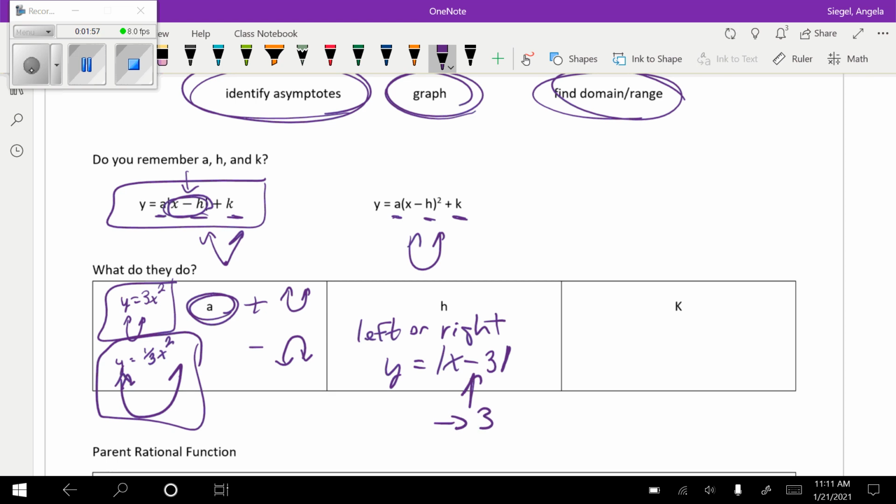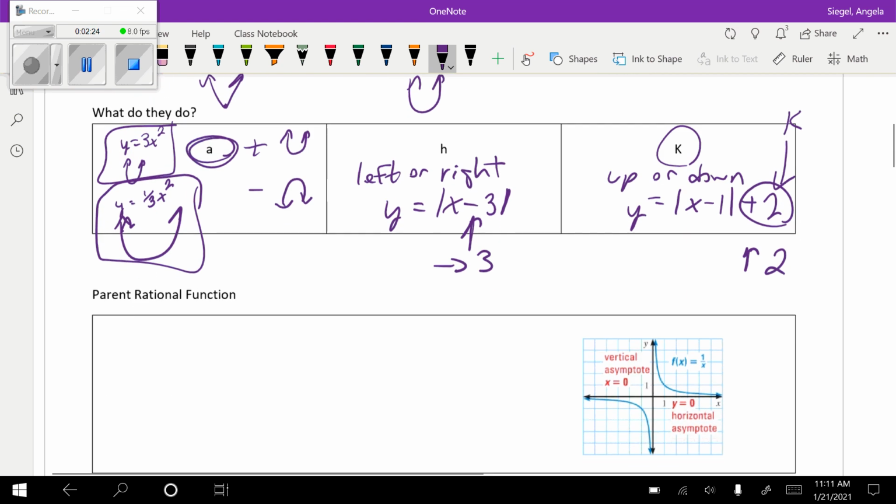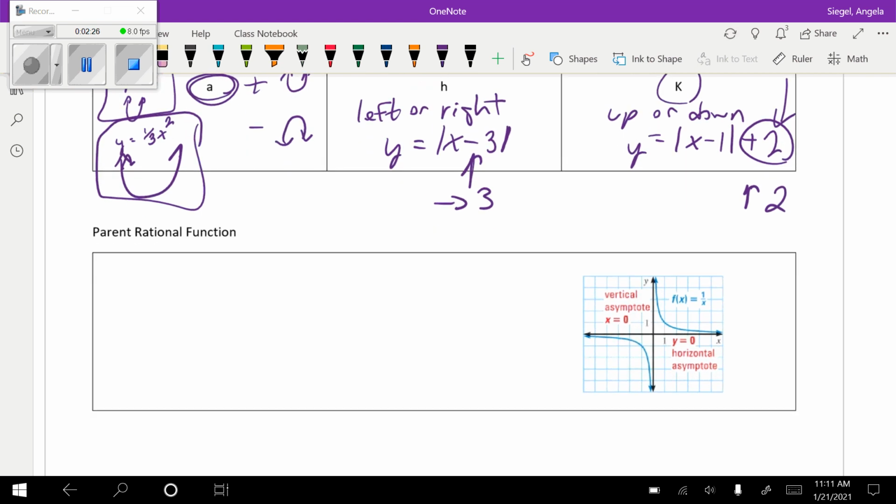And then finally K, this helped us to know that we moved it up or down, and it is what it is. He's not a liar. So if I had the absolute value of x minus 1 plus 2, this is our K, and we would go up 2. So those are the jobs of H and K that we've talked about before. So let's kind of move on to what a rational function looks like.